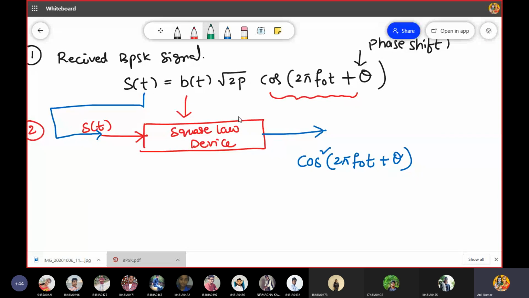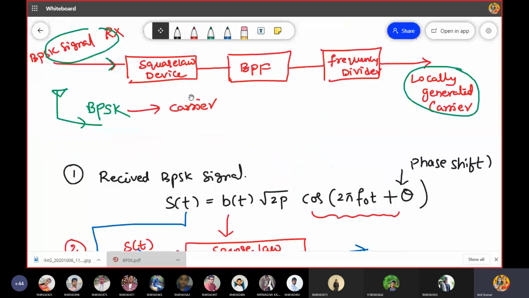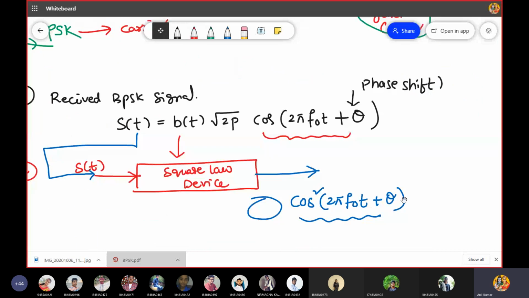My concentration is only on the carrier frequency component, not the carrier amplitude component. Therefore I have neglected the amplitude terms here. I concentrate only on the frequency term, so I represent only the frequency term and ignore the amplitude term. Is it okay? First the received signal is given to the square law device, and the output of the square law device will be like this.